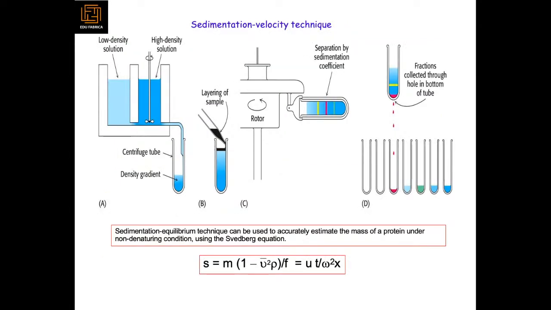So this is all possible, and there is also the sedimentation velocity technique here. So you have a low density solution and a high density solution. You put them into your centrifuge tube, and there will be a density gradient in the tube. So layering of sample is done. You put your sample, again centrifugation will happen. According to the sedimentation coefficient, all your samples will be separated in your gradient solution. So fractions are collected from the bottom of the tube. So you keep collecting the first blue one, then the sky blue one, then the green one, and the light sky blue one, and then the pink one, and so on.